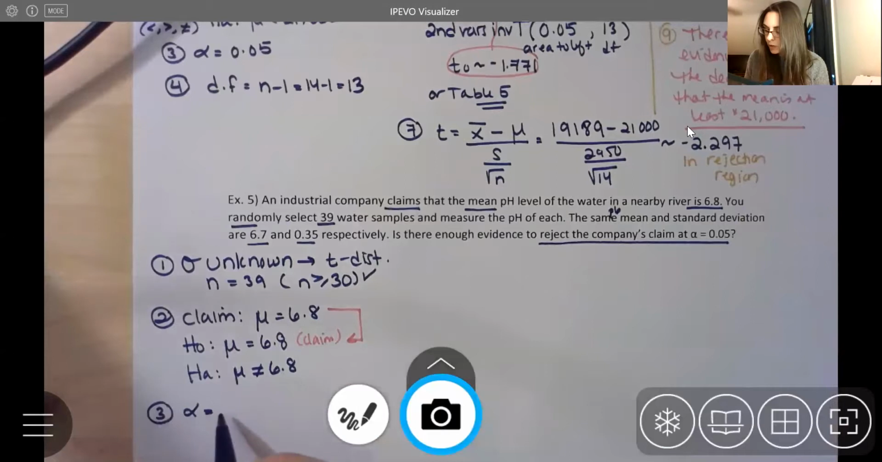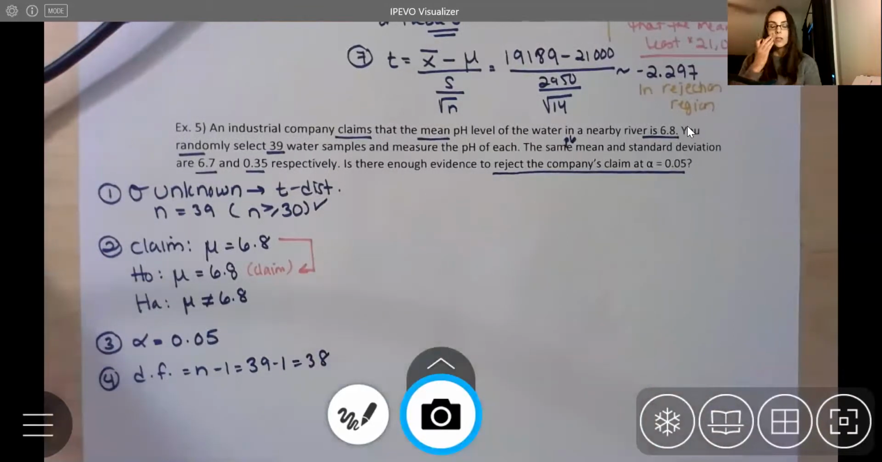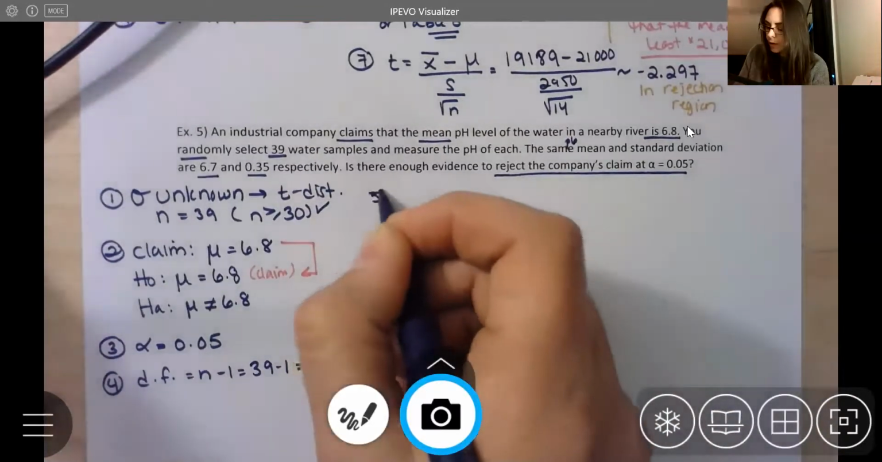The third thing is we just note our alpha. So our alpha is 0.05 again. And then we also have to talk about our degrees of freedom. So in this case, we're looking at 39 minus 1, which is 38. So now we're going to go ahead and start drawing our picture.